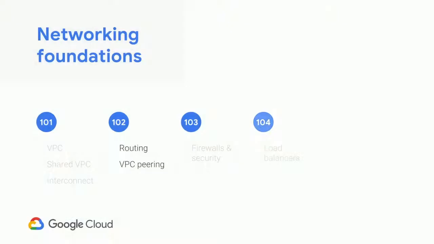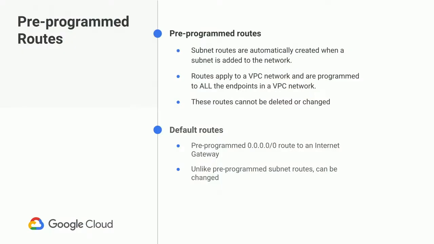Thanks, Stephanie. As Stephanie said, last time we covered VPC, shared VPC, and interconnect. Today we're going to cover routing in the GCP environment and VPC peering. When we talk about routing, there are a whole bunch of ways that routes get propagated within the Google Cloud Platform. There are what we call pre-programmed routes, dynamic routes, and advanced routes. I'm going to go through each of those.